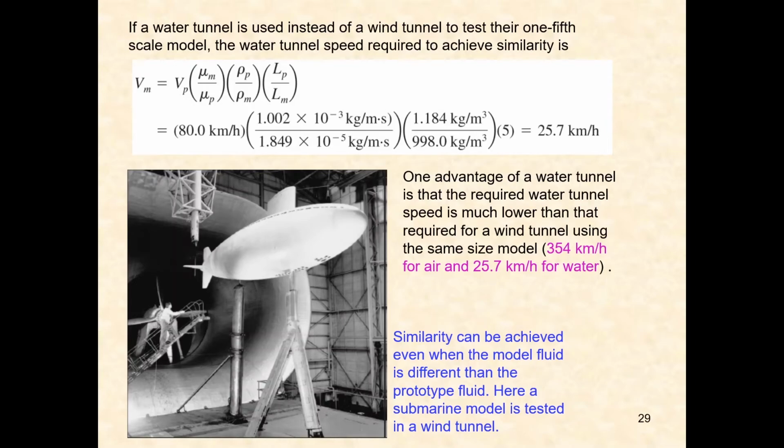Okay, in this experiment, if a water tunnel is used instead of a wind tunnel, so we use a totally different fluid. Instead of using wind, we use water. So it's still possible. To test the one-fifth scale model, the water tunnel speed required to achieve similarity is this. So from here you can see that for the model, it uses water. So Lm is basically the same, which depends on the size of the model, and mu m and rho m are of water.